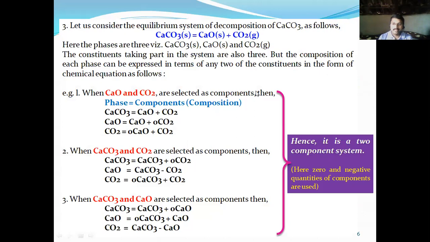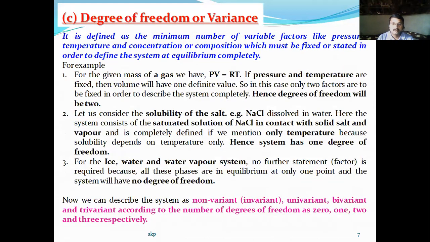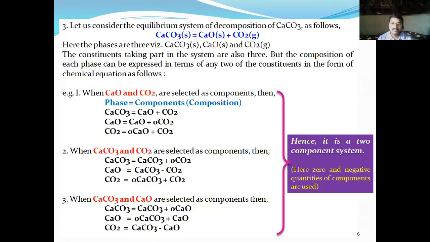Another interesting example, let us consider the equilibrium system of decomposition of calcium carbonate. Calcium carbonate decomposes into calcium oxide and carbon dioxide. Here the phases are three: calcium carbonate solid, calcium oxide solid, and carbon dioxide as a gas. The constituents taking part in the system are also three.